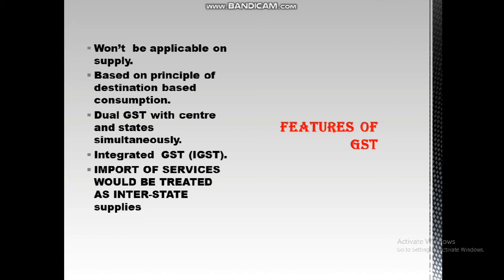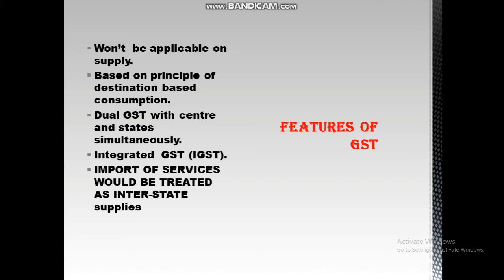Next feature is it would replace the following taxes currently levied and collected by the Centre. First one is central excise duty, duties of excise that includes medicinal and toilet preparations, and the third one is additional duties of excise, which includes goods of special importance, and additional duties of excise, which includes textiles and textile products. Additional duties of customs, commonly known as CVD, and special additional duty of customs, that is SAD. And the last two are service tax and surcharges insofar as they relate to supply of goods or services.